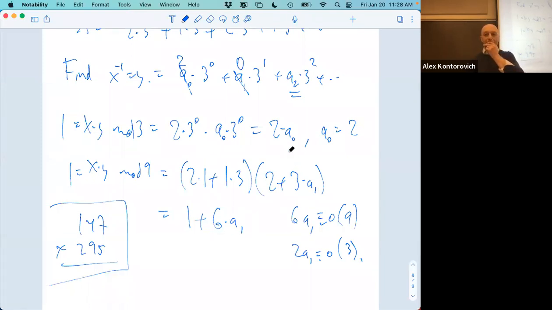6a1 equals 0, not -1. So I have x times y is 1 mod 9, and 1 plus 6a1 is 1 mod 9. So if I subtract 1 from both sides, I have 6a1 has to be 0 mod 9. Should we do one more digit?